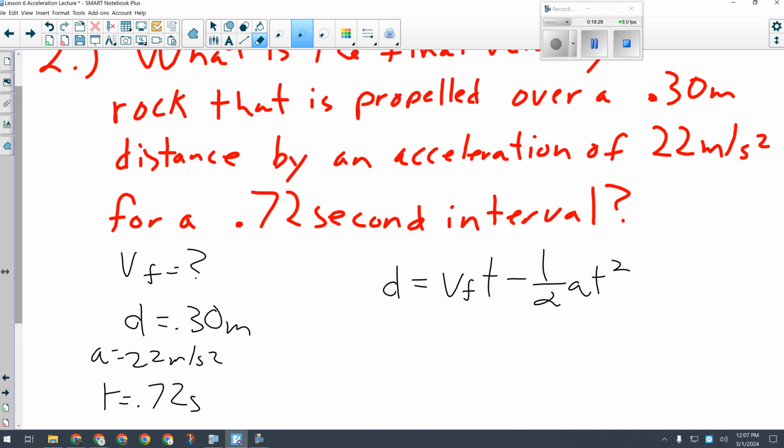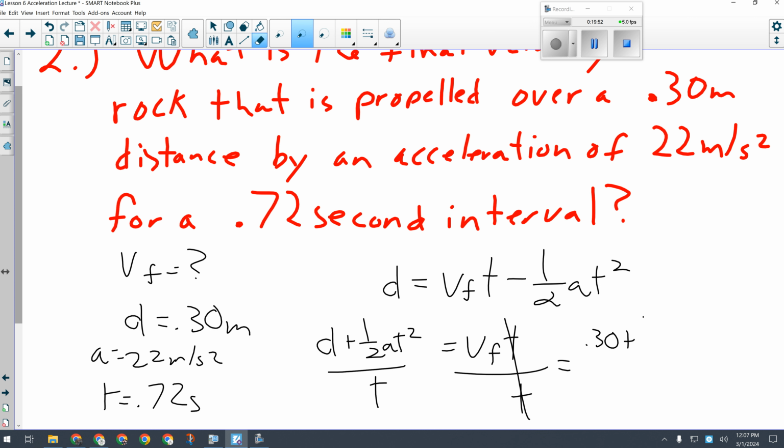So what I'm going to do is add 1/2 AT squared to both sides, and then that'll equal VF times T, and then I'll simply divide both sides by T to get VF. Then I'll plug in my numbers. So that'll be 0.30 meters plus 1/2 times 22 times 0.72 squared, divided by 0.72.